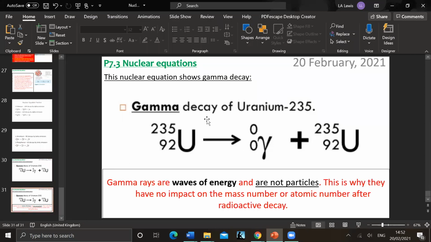Gamma rays are energy, not particles, so they have no impact on the mass or the charge of the nucleus. What the nucleus does is rearrange itself. If you want to know a bit more, it's a way of the nucleus losing energy to rearrange itself. I hope that's been good.